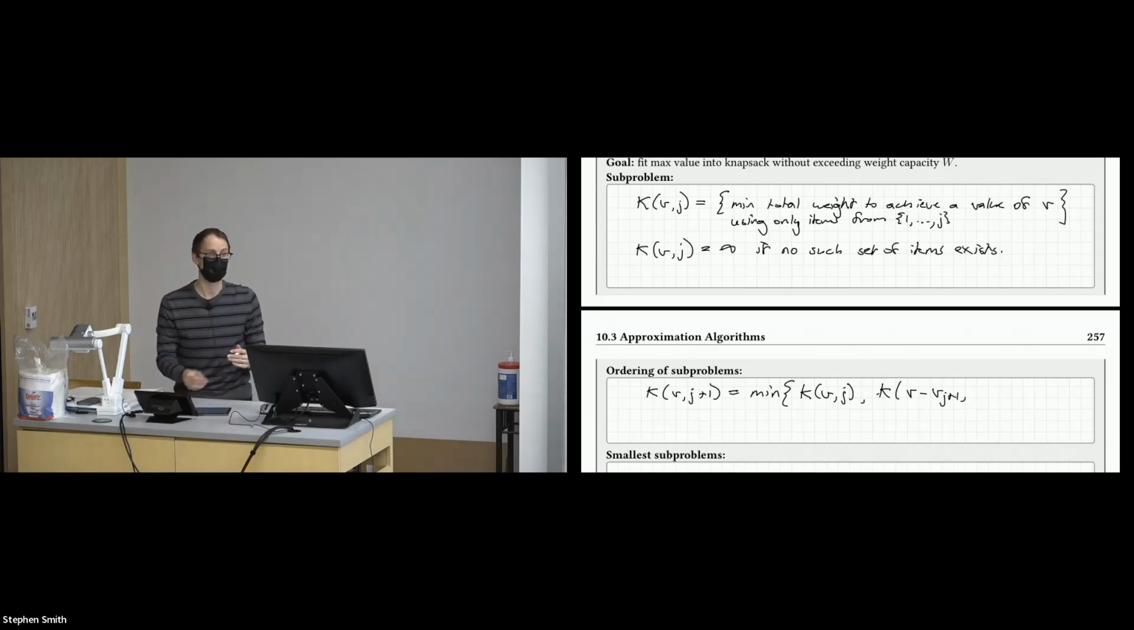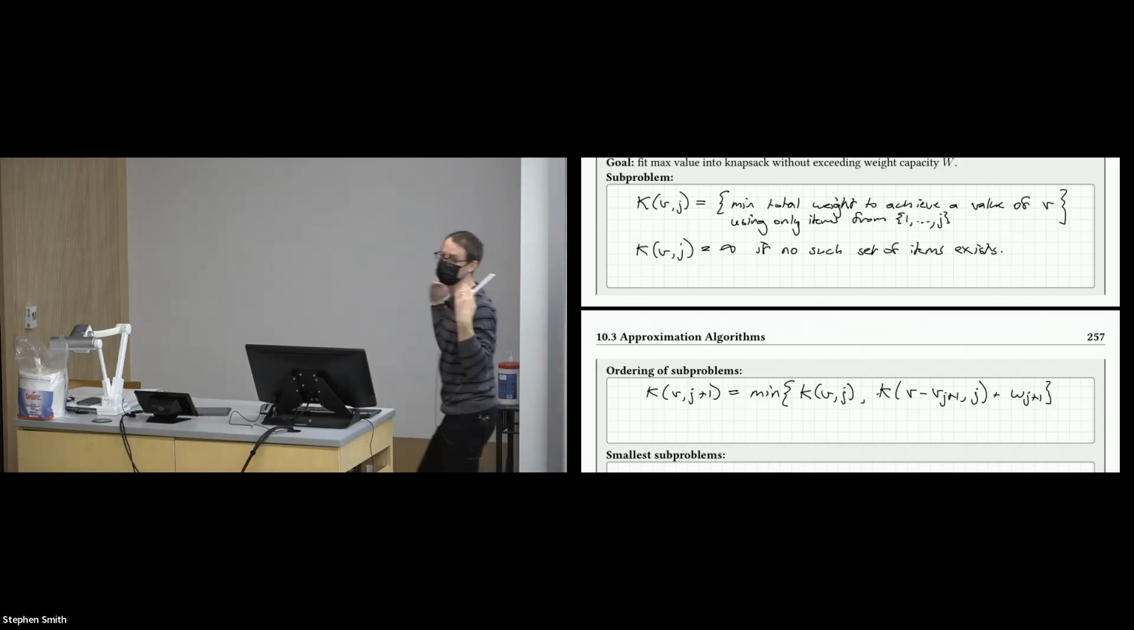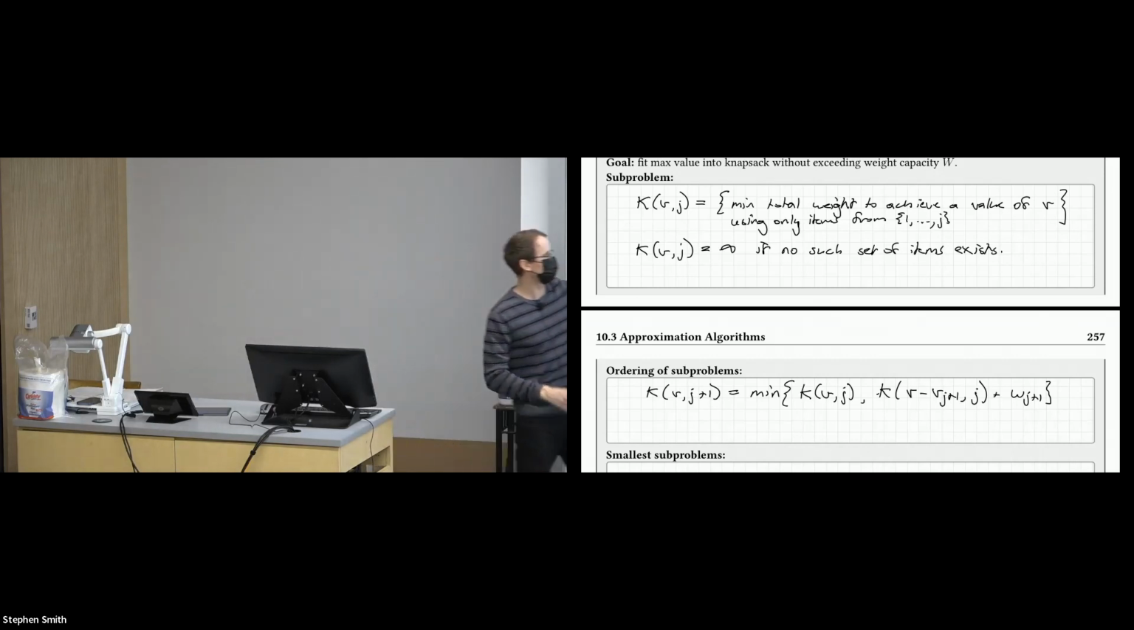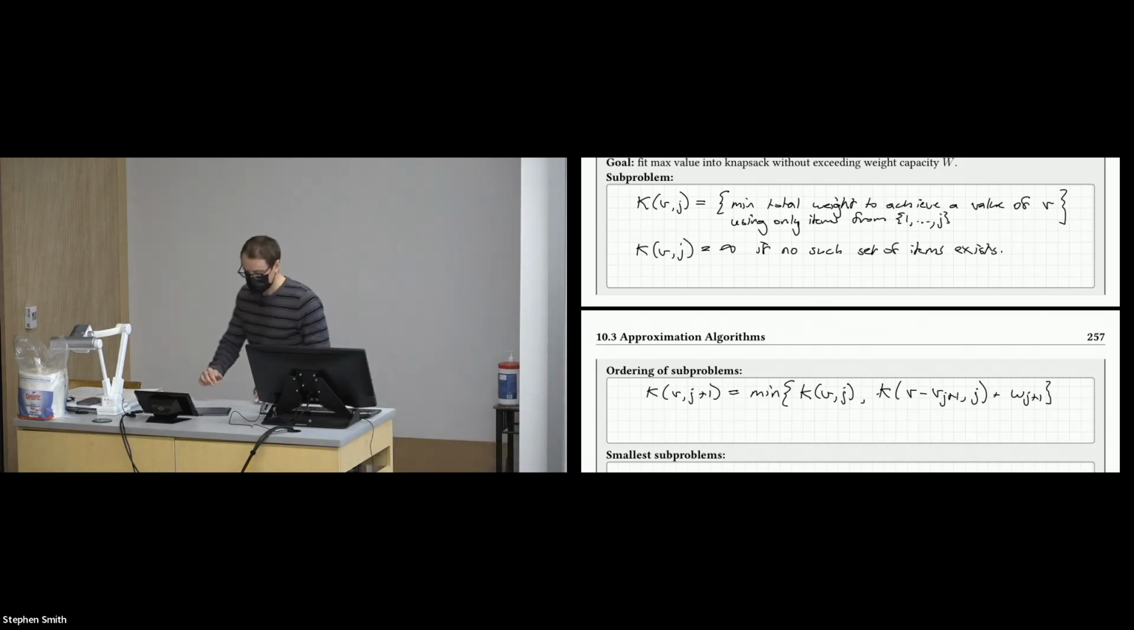I can get the remaining value, so the value minus the new item j plus 1, using items 1 through j, plus the weight of that new item, j plus 1. Right, this subproblem here is like, what's the minimum weight I can use to achieve a value of v minus v_{j+1}, and then this is the weight of item j plus 1, which gets me that value v_{j+1}. So in total, the combo of those two will get me the correct exact value v. And that's it, right? I have the two options. I don't use item j plus 1, or I do.